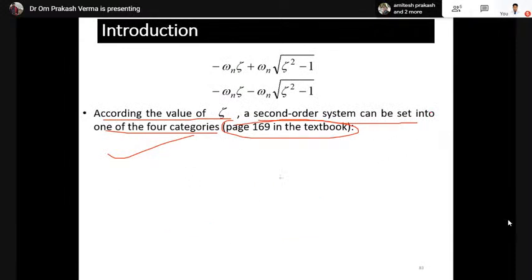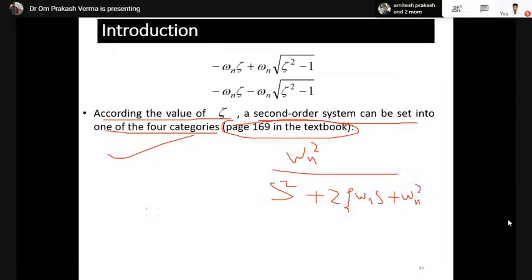Let's say our standard equation is given as omega n square upon s square plus 2 zeta omega n s plus omega n square. So let's say you fix the value of omega n, let's say 1, and this is the natural frequency. Now, try varying the value of zeta from 0 to 1. So first put the value 0.